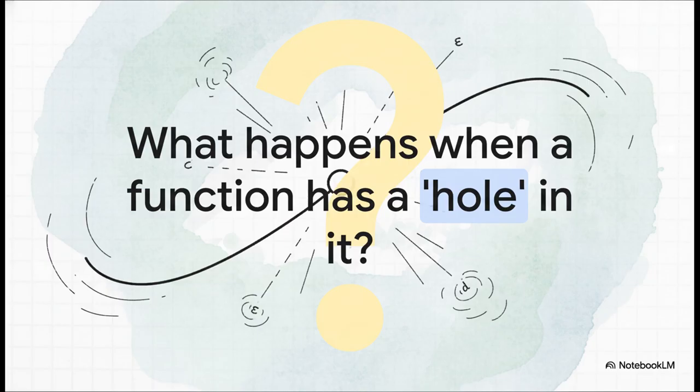Imagine you've got this function, and it's working perfectly fine everywhere, except for one single tiny point where it just breaks. It's got a hole in it. So how in the world do you talk about what's happening right at that spot?